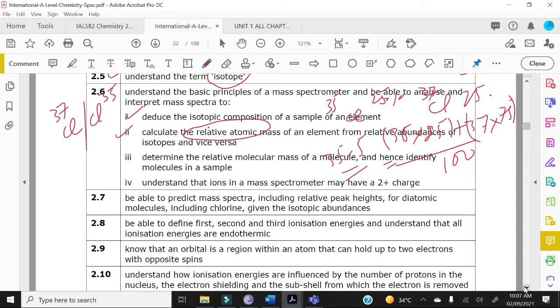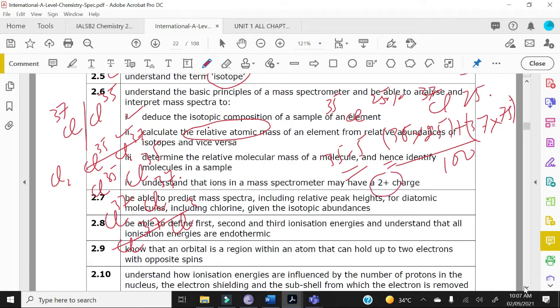Determine the relative molecular mass of a molecule and hence identify molecules in a sample. So we were working on Cl2. Cl2 was of two types. One was 35, 37. The other was Cl35, 35, and the other was Cl37 and Cl37, and we were doing the height of the peaks. We were taking Cl37 and Cl35 as well. So these two were similar.